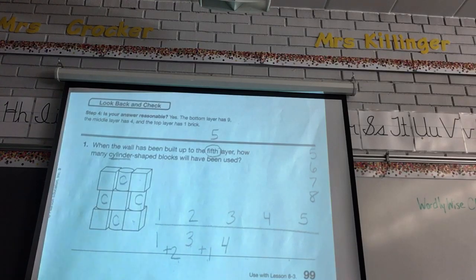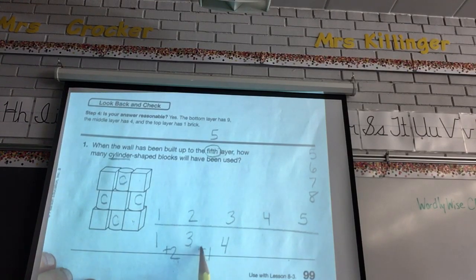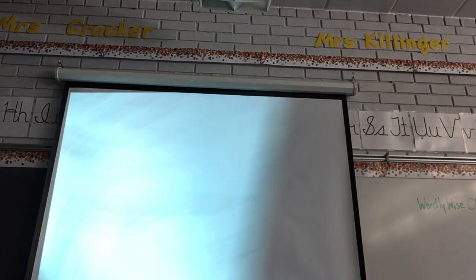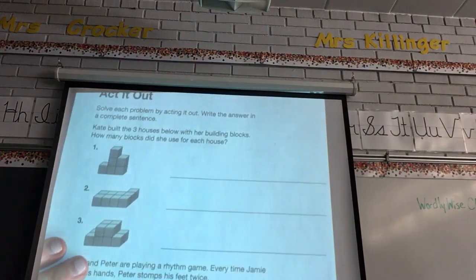Okay, so you've worked it out. Plus 2, plus 1, plus 2, 6, plus 1, 7. There's the total number of cylinders used. All right, turn your page, and it's fine if you tear it out like I did.